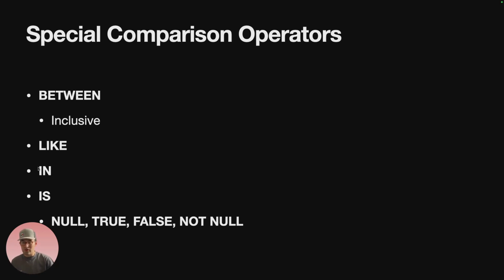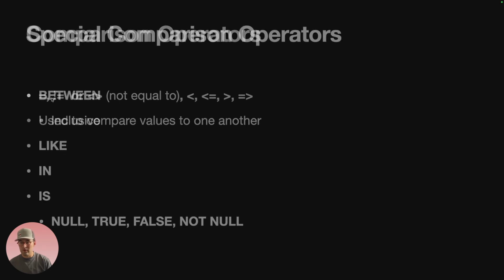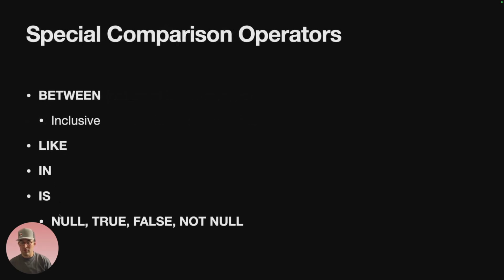In is a really interesting one. It essentially allows you to provide a list of things to SQL and check if a column is in that list. We'll explain that in the future. Is is essentially the same thing as our equal to operator right over here, and you can also use these keywords with it: is null, is true, is false, or is not null. It's a little bit more straightforward when you're reading it rather than the equal sign.